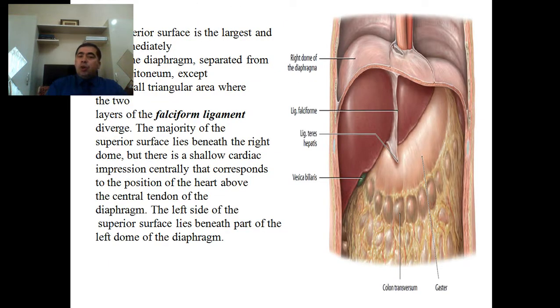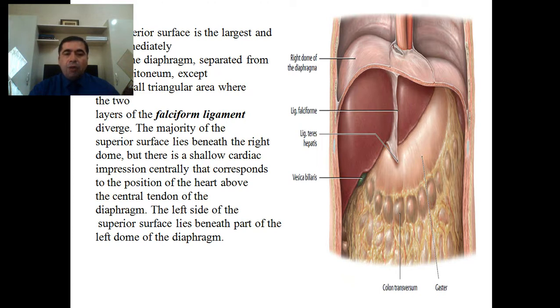The superior surface is the largest and lies immediately below the diaphragm, separated from it by peritoneum, except for a small triangular area where the two layers of the falciform ligament diverge. The majority of the superior surface lies beneath the right dome, but there is a shallow cardiac impression centrally that corresponds to the position of the heart above the central tendon of the diaphragm.